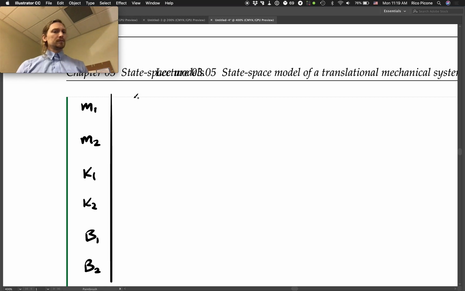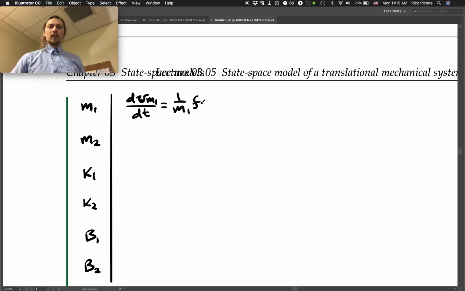So the elemental equation for a mass is just Newton's second law, right? So dVm1/dt equals 1 over m1 times Fm1.